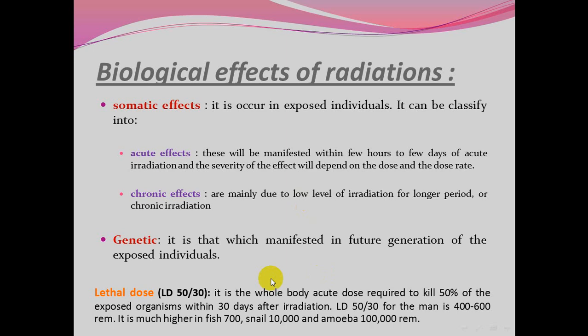Okay, now we return to the somatic effects, which we can classify into acute effect and chronic effect. The acute effects will be manifested within a few hours to a few days of acute irradiation, and the severity of the effect will depend on the dose and the dose rate. The dose, I mean the amount of radiation. Dose rate, how much radiation the person or patient is exposed to over time.